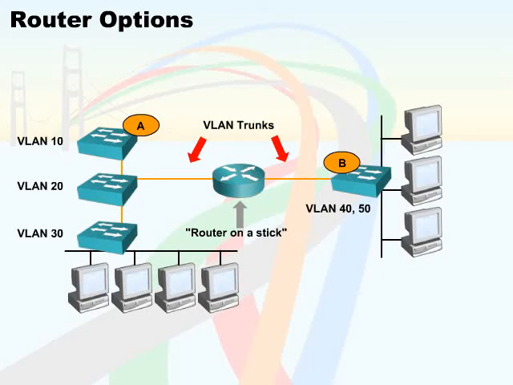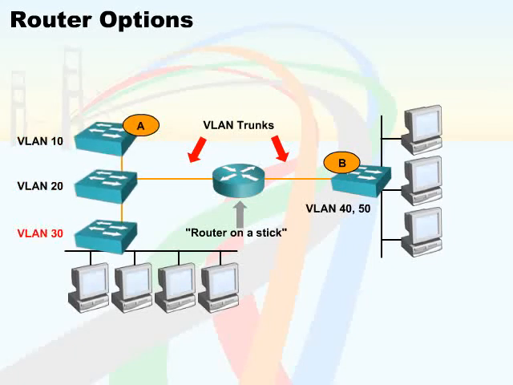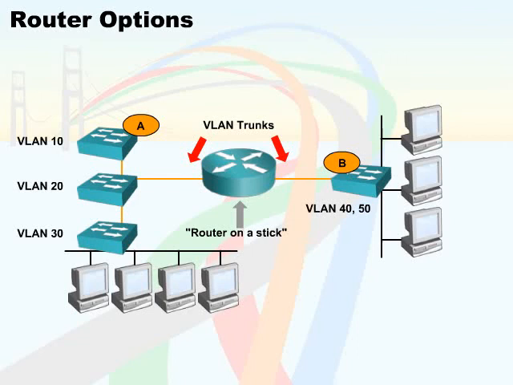What we see in this graphic is switch block A, which includes 3 separate switches that are all connected together into a single switch fabric. Now defined on these 3 switches, I have 3 separate VLANs. VLAN 10, VLAN 20, and VLAN 30. Remember that my layer 3 element has got to be a router of some type.